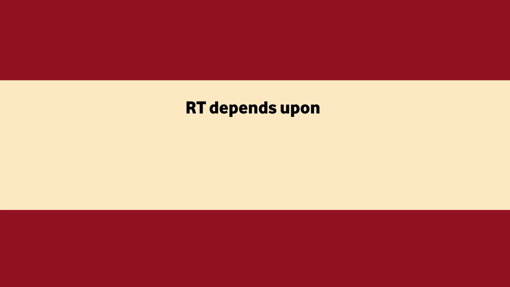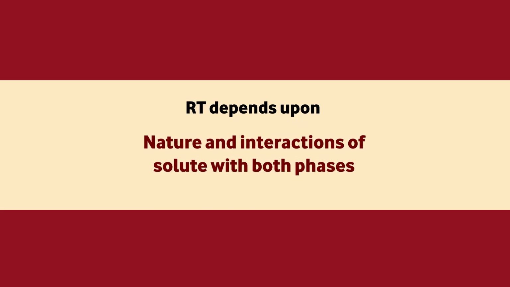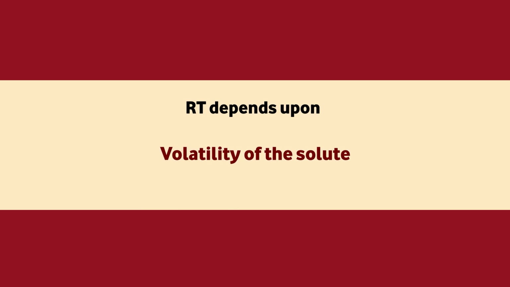It depends, number one, on the flow rate of the carrier: at what flow rate the gas, the mobile phase, is moving. What is the temperature of the column? We have just seen that if separation is slow, maybe we gradually increase the temperature. What is the length and diameter of the column? What type of column are we using? What is the nature of interaction of the solute with both the phases, stationary and mobile, and the volatility of the solute? So these are the factors. Before using the retention time, we must make sure that all these factors are taken into account.